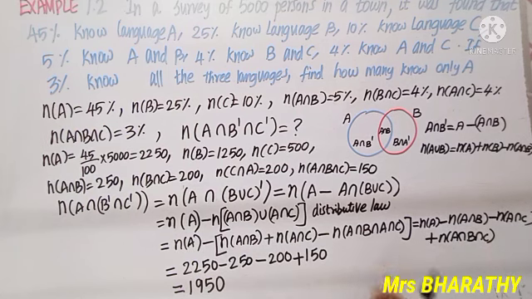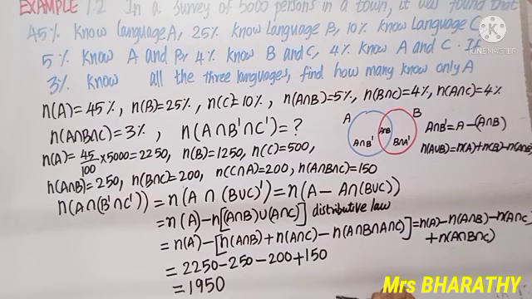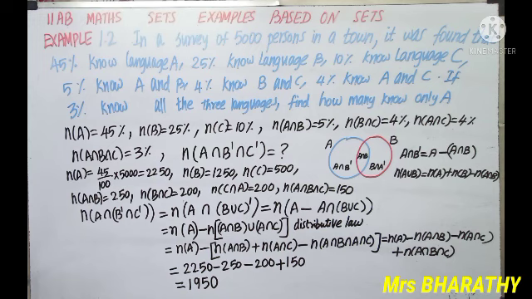Applying that, here I have two A's. So one A I can cut because it is all intersection. I can simply write A intersection B intersection C. Take the minus sign in and simplify. Substituting the various values we have calculated, we arrive at the answer 1950. So these are the persons who know only the language A.